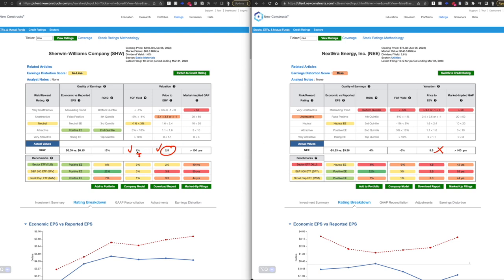In this case, again, Sherwin-Williams wins with a free cash flow yield of 1% relative to NextEra at a negative 6%. Returns on invested capital are modified. They actually modify these using their custom income statement calculations, so this should be a more true estimate of what the returns on capital actually are.